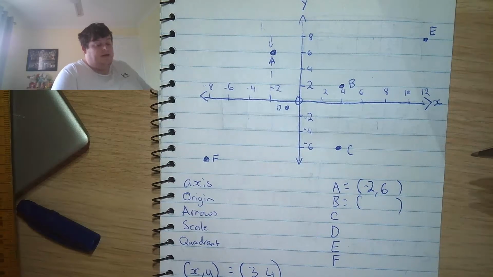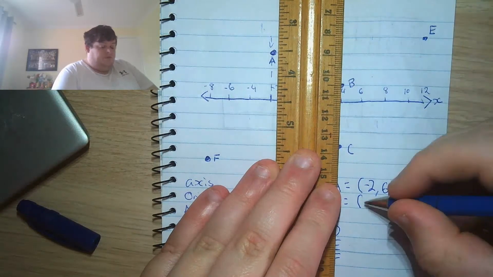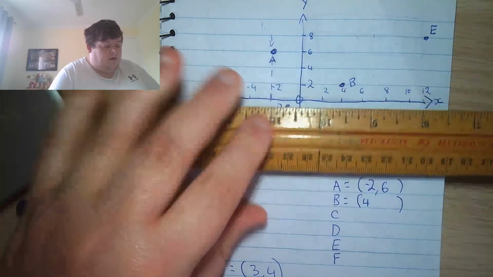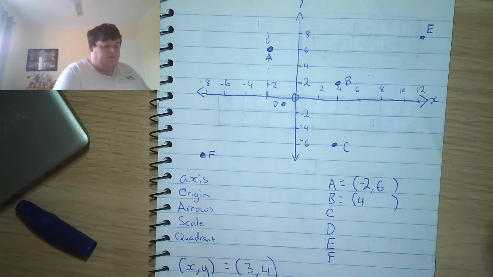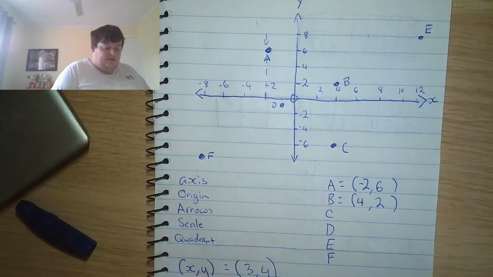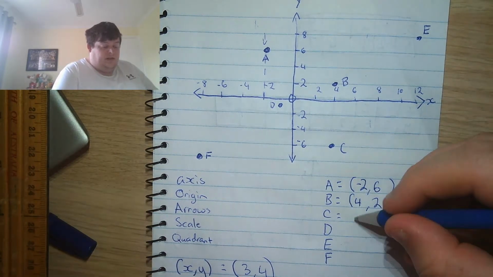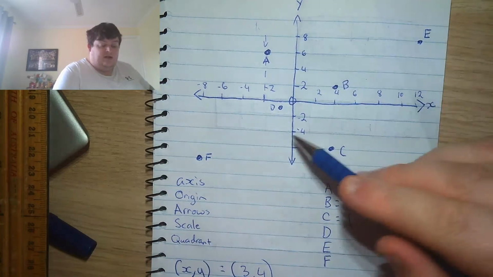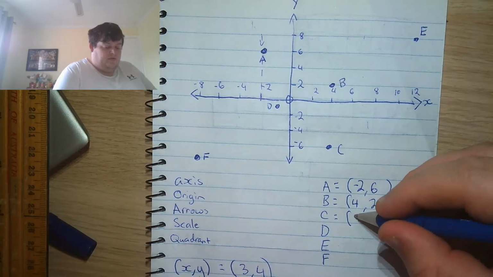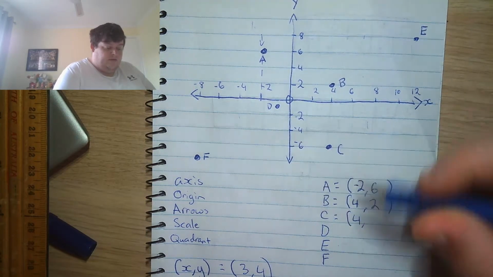Okay, my B is at x first, +4, then y, +2. Get the idea of how this works. I'll do up to D and you can do the last two yourself. Alright, so C, we have in line here, we have +4 for x. For y, we have -6.